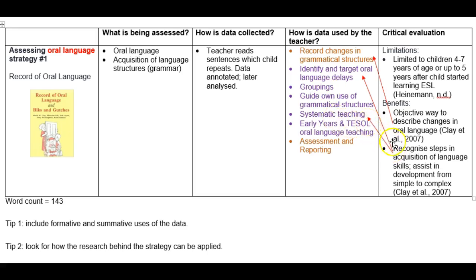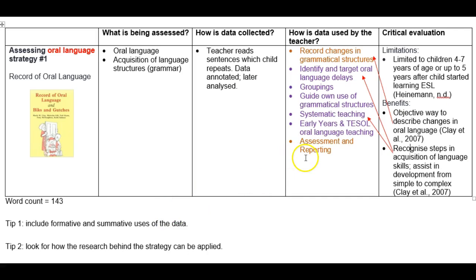I've also drawn some arrows coming in from this benefits column in the critical evaluation, and the reason I've done that is because this scholarly literature is actually giving some tips about how the data is used. So look for opportunities to apply this research or scholarly literature elsewhere in the table.